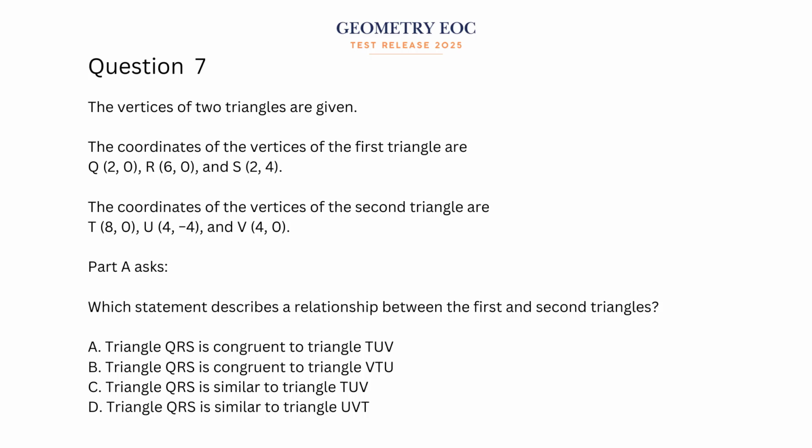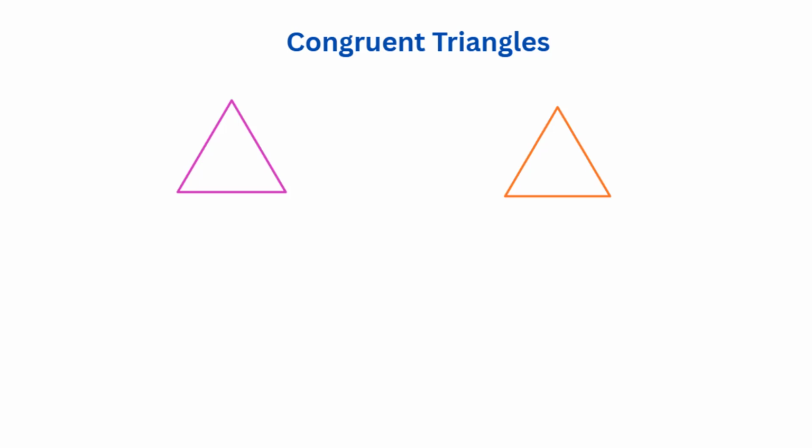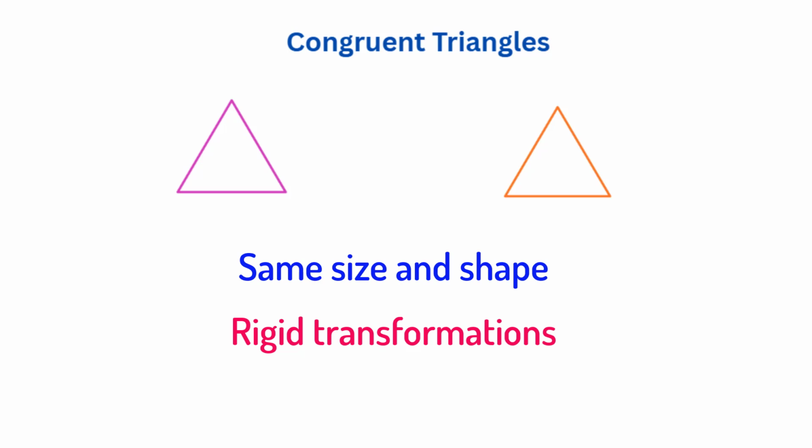Before we start calculating anything, let's remind ourselves what congruent triangles really mean. Two triangles are congruent if they are exactly the same size and shape. That means if I could take one triangle and slide it, rotate it, or flip it, it would land perfectly on top of the other triangle. In geometry, we call those movements rigid transformations because they move the shape without stretching it or shrinking it.